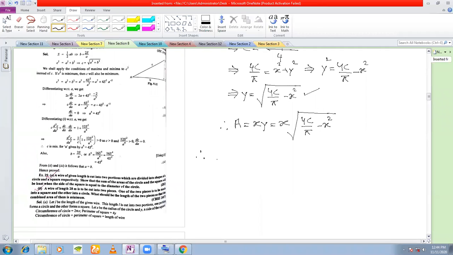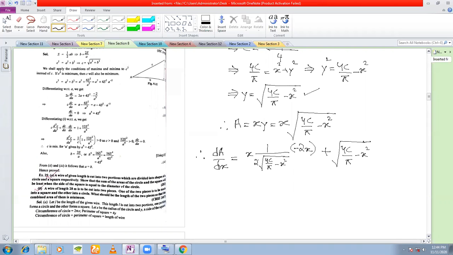You differentiate it. Therefore, dA/dx is, using the u into v rule, x into d/dx of root of (4c/pi minus x square). This is 1 by 2 root 4c/pi minus x square, into the differentiation of whatever is there in the radical. Now 4c/pi is a constant. You get minus 2x. Then plus root of 4c/pi minus x square into d/dx of x, which is 1.